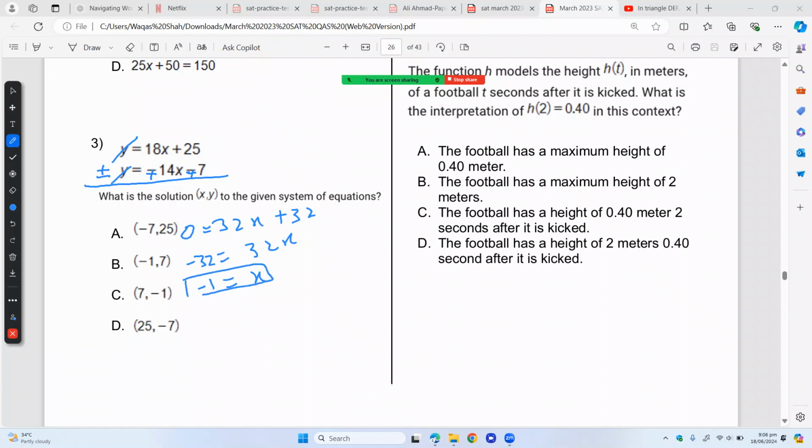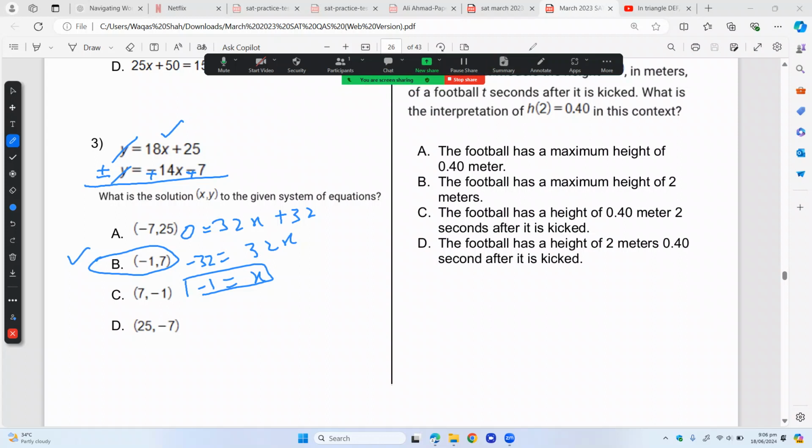We don't have to find y, because x equal to minus 1 appears in only one answer, so it's easy to select the answer. If there were two answers with minus 1 for x, then we would have to solve for the value of y as well. Here we don't have to find y, and we can easily find our answer, which is option B, minus 1 and 7. And if you really want to find y, just put the value of minus 1 in equation 1 or 2, and you can find the value of y.